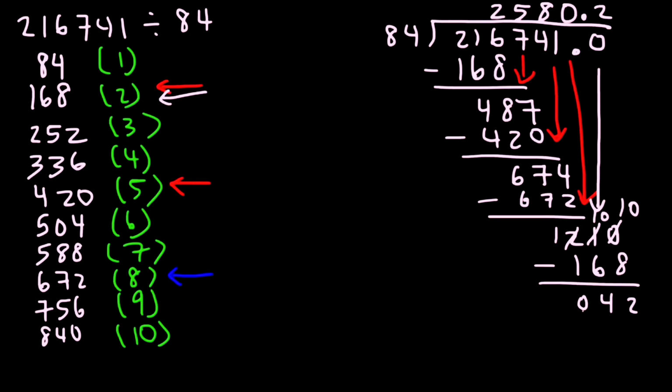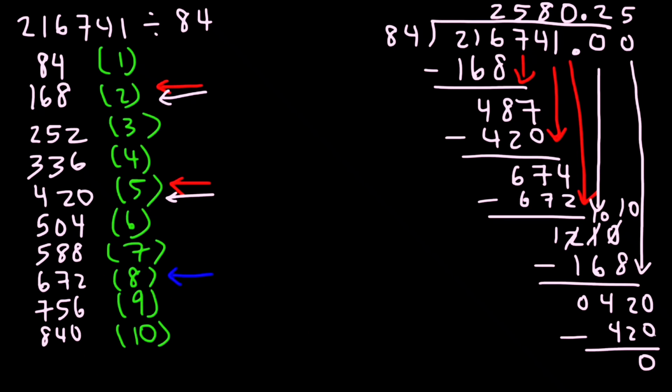Now, the next thing we need to do before we divide is bring down another 0. After subtraction, you always bring down the next number. So how many times does 84 go into 420? It goes into it exactly 5 times. So the remainder is 0. So this is the final answer.